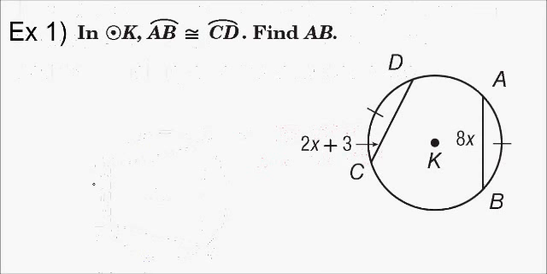Okay, example 1. In circle K, arc AB is congruent to arc CD, and that's marked on here. So you can see the arc AB is marked congruent to arc CD. That's what these things mean. Find AB. We want to find chord AB, how long it is. Okay. So basically, since those arcs are the same, I know that the chords are also congruent.